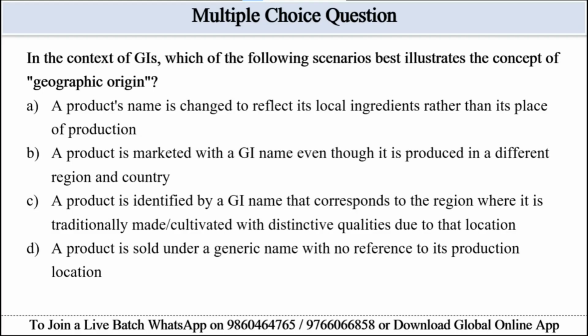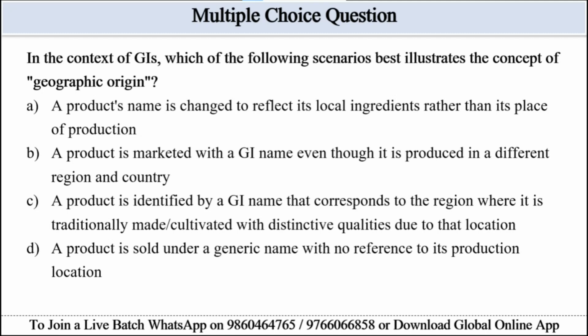So we can simply locate this in the passage. GI identifies products whose qualities or reputation are due to origin. Hence, on the basis of this, we can eliminate option A. It says a product's name is changed to reflect its local ingredients rather than its place of production. Because changing the name to reflect ingredients, not origin, misses the point.